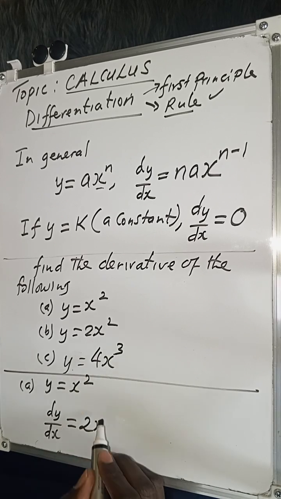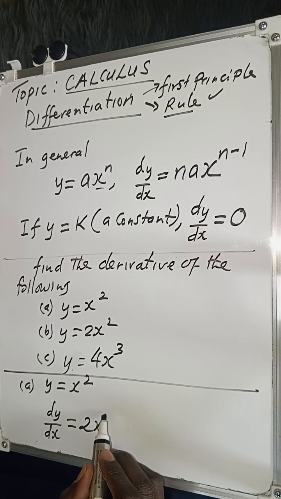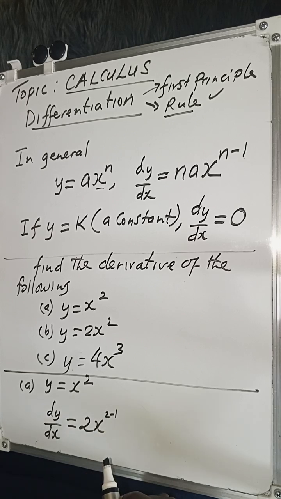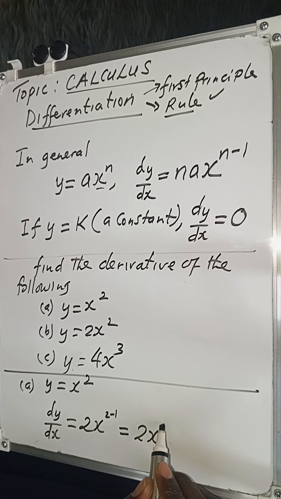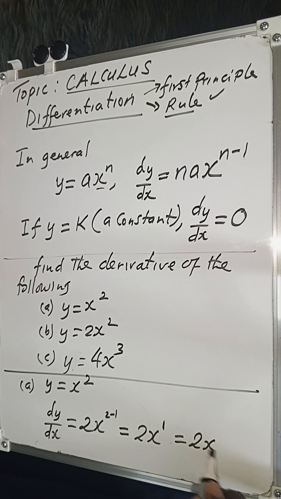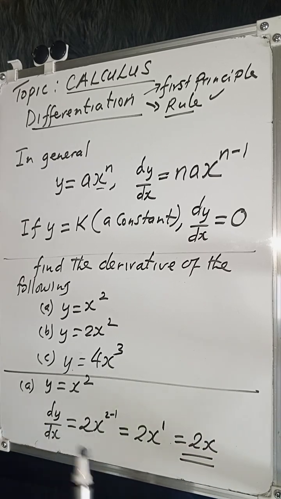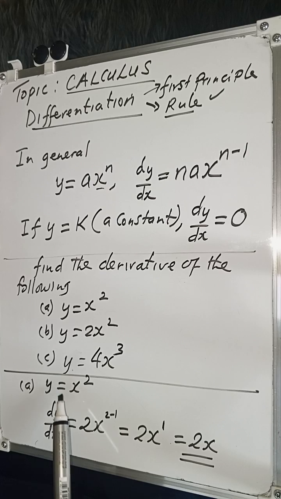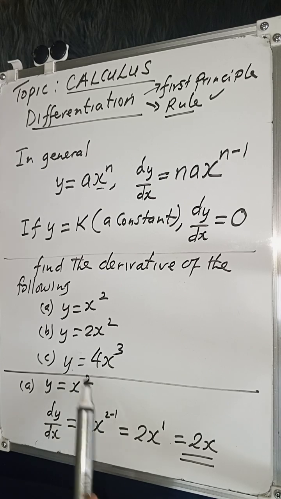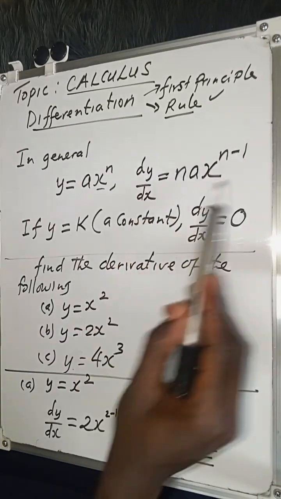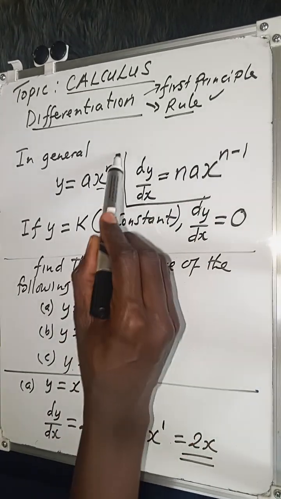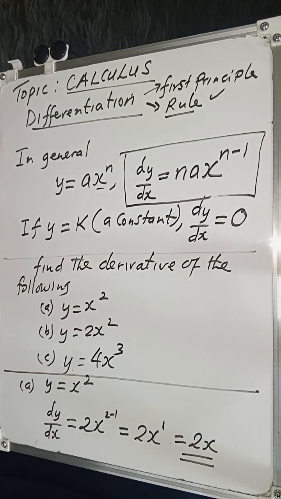Then the index will reduce by 1. So that is going to give us 2 minus 1. So this is going to be 2x raised to the power 1. But remember, we do not usually write 1, so it is going to be 2x. That is what you're going to have. So that's the derivative. So remember, if you are differentiating a single term, the coefficient is multiplied by the index, and you reduce that index by 1. So that is according to the rule that we looked at there.